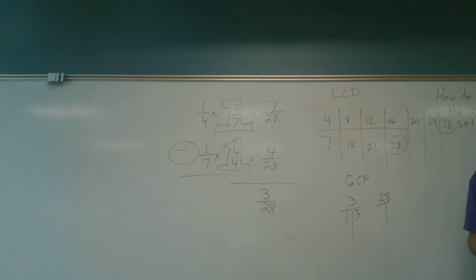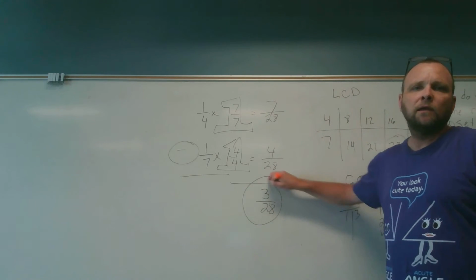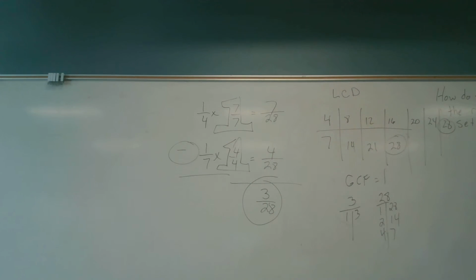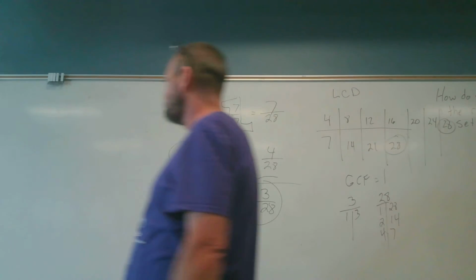What about 28? 1 and 28, obviously. 2 and 14, not 3. 4 and 7. Good, and that's all the factors. What's the greatest one they have in common, Alyssa? 1. If the greatest common factor is 1, your answer is already simplified. It is in lowest terms already.